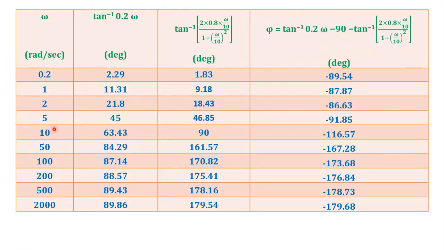So that is how we should write. Yeah, tan inverse of 0.2 omega, tan inverse of this. So j omega is 90 degrees. So tan inverse of 0.2 omega minus 90 minus this. So I hope I have clarified this very clearly.